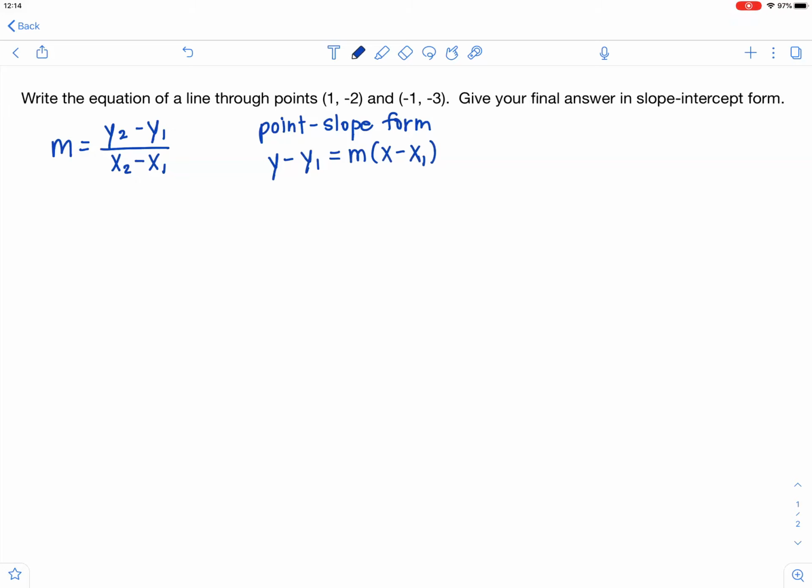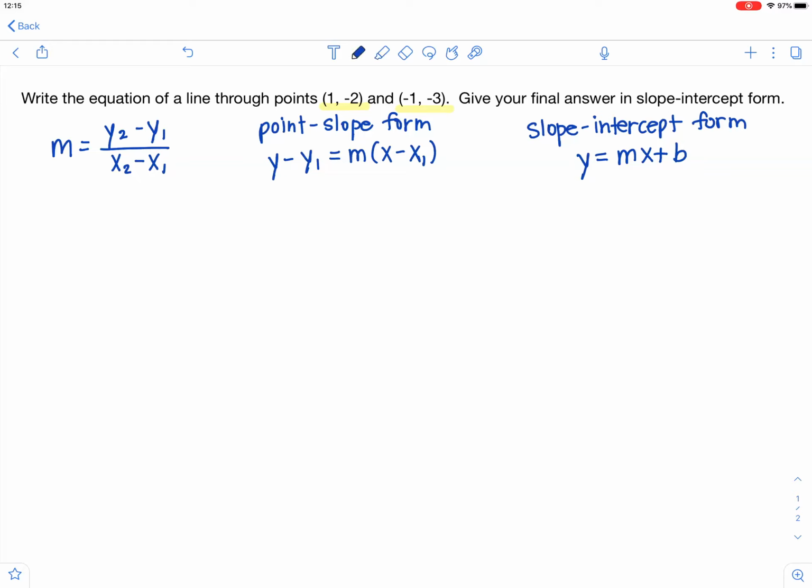Or some people prefer to use the slope-intercept form, to find the equation of the line. That's y equals mx plus b. Either technique, I'll show both techniques, either technique is always fine. So we are given 2 points. We are given the point 1, negative 2, and we are given the point negative 1, negative 3.